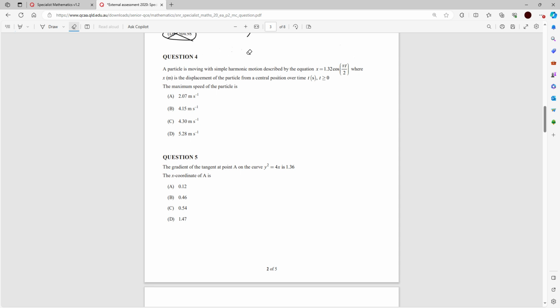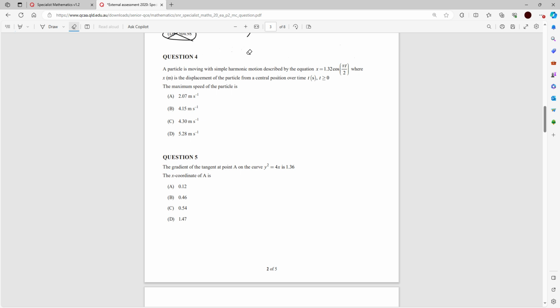A particle is moving with simple harmonic motion described by the equation x equals 1.32 cos of pi t over 2, where x is in meters, is the displacement of the particle from the central position over time, t seconds, and t has to be greater than 0. The maximum speed of the particle is.